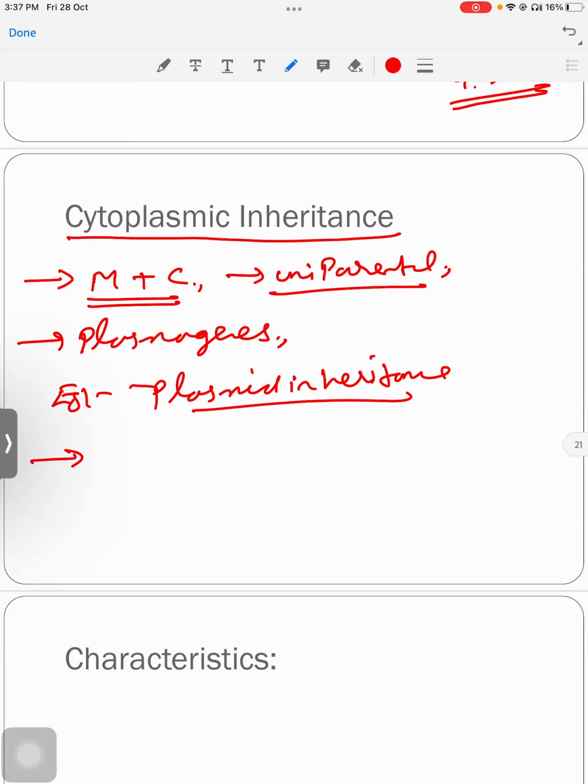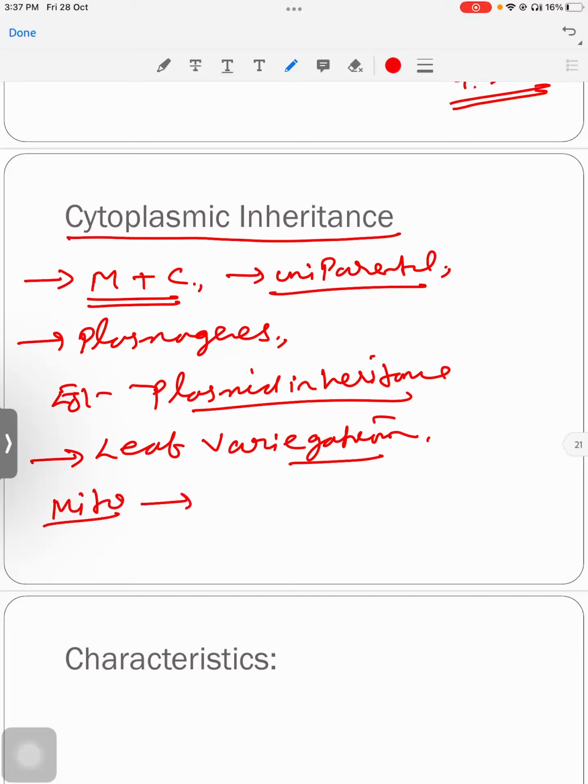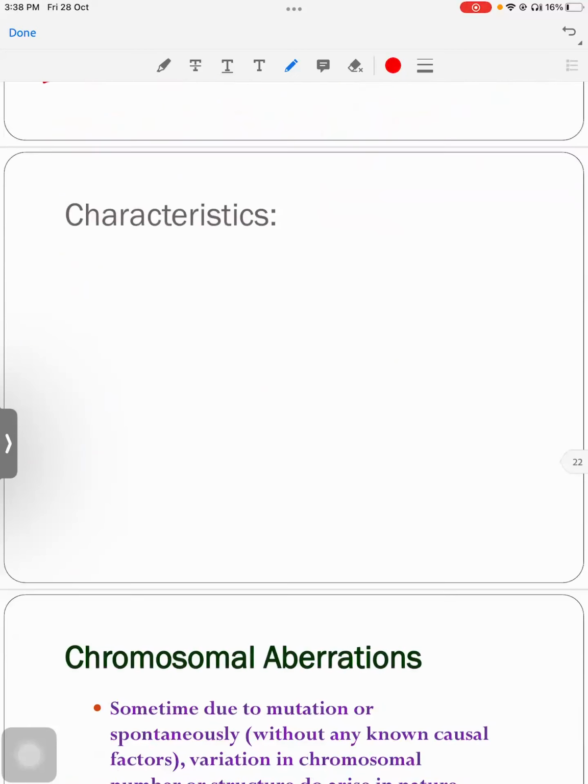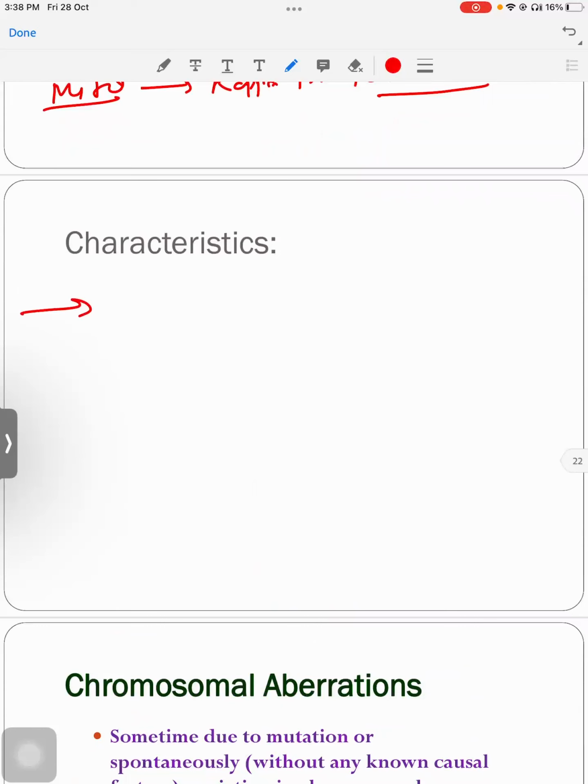in case of plastid inheritance, you can give different examples like leaf variegation. And in case of mitochondria, you need to give an example, like the kappa particle in paramecium. These basic examples you can give, even the CMS system, all those things you can give. More than that, the major thing is the characteristics. What are the characteristics?